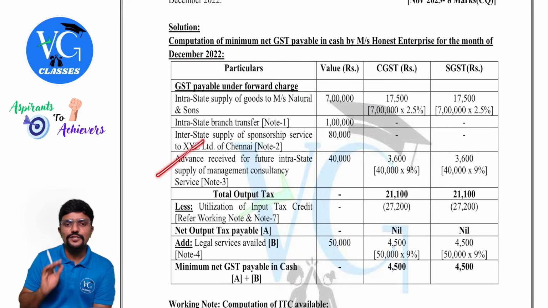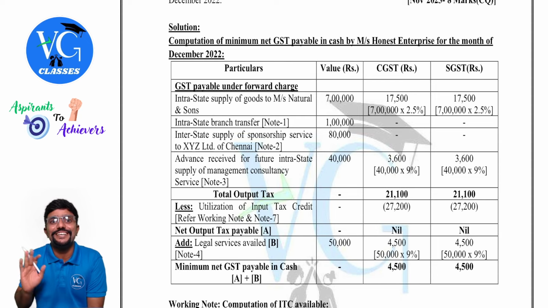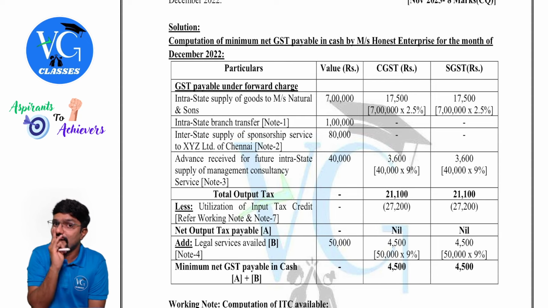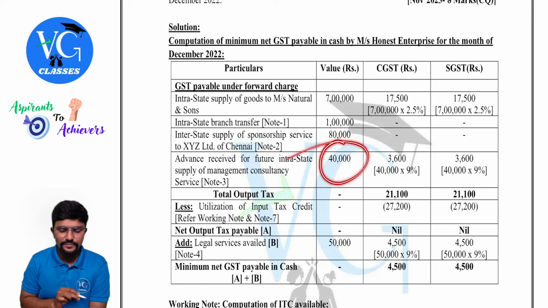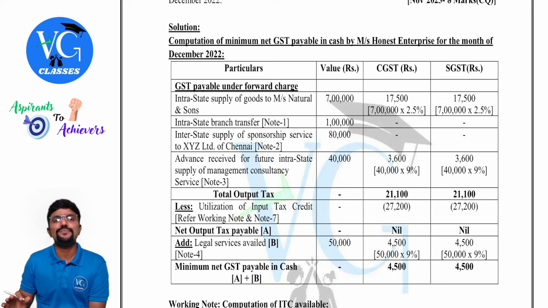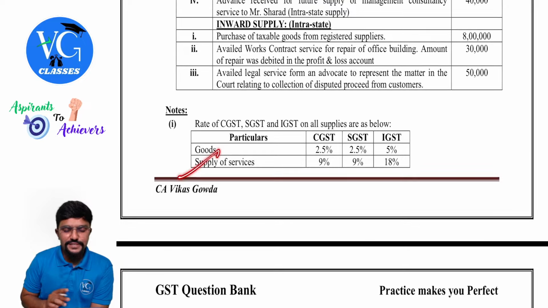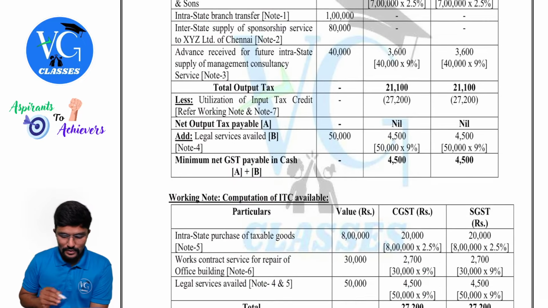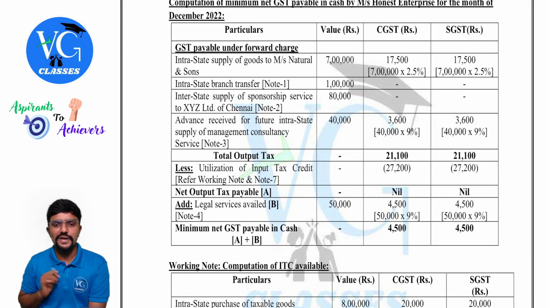Next, advance received for the future intrastate supply of management consultancy services. Note 3. Sir, is it taxable? Yes. Sir, advance, sir. No supply, no invoice. Doesn't matter. For service, advance is taxable, guys. For service, I am highlighting it. Whereas for goods, no, not taxable, because for goods, the date of payment has been removed by way of notification. Correct, right? Yes. So on 40,000, 9% each. For services, guys, please be careful. The rate is 9% each. So total output tax, CGST and SGST, 21,100, 21,100, guys.